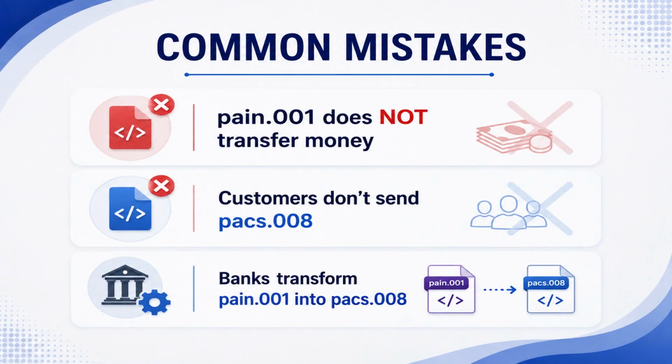Common mistakes. Let's clear up 3 common misunderstandings. First, pain.001 does not transfer money. It only contains payment instructions. Second, customers never send pacs.008. Only banks generate and exchange pacs.008 messages. Third, banks transform pain.001 into pacs.008 after validating the payment instructions. Understanding this distinction is essential for every ISO 20022 professional.